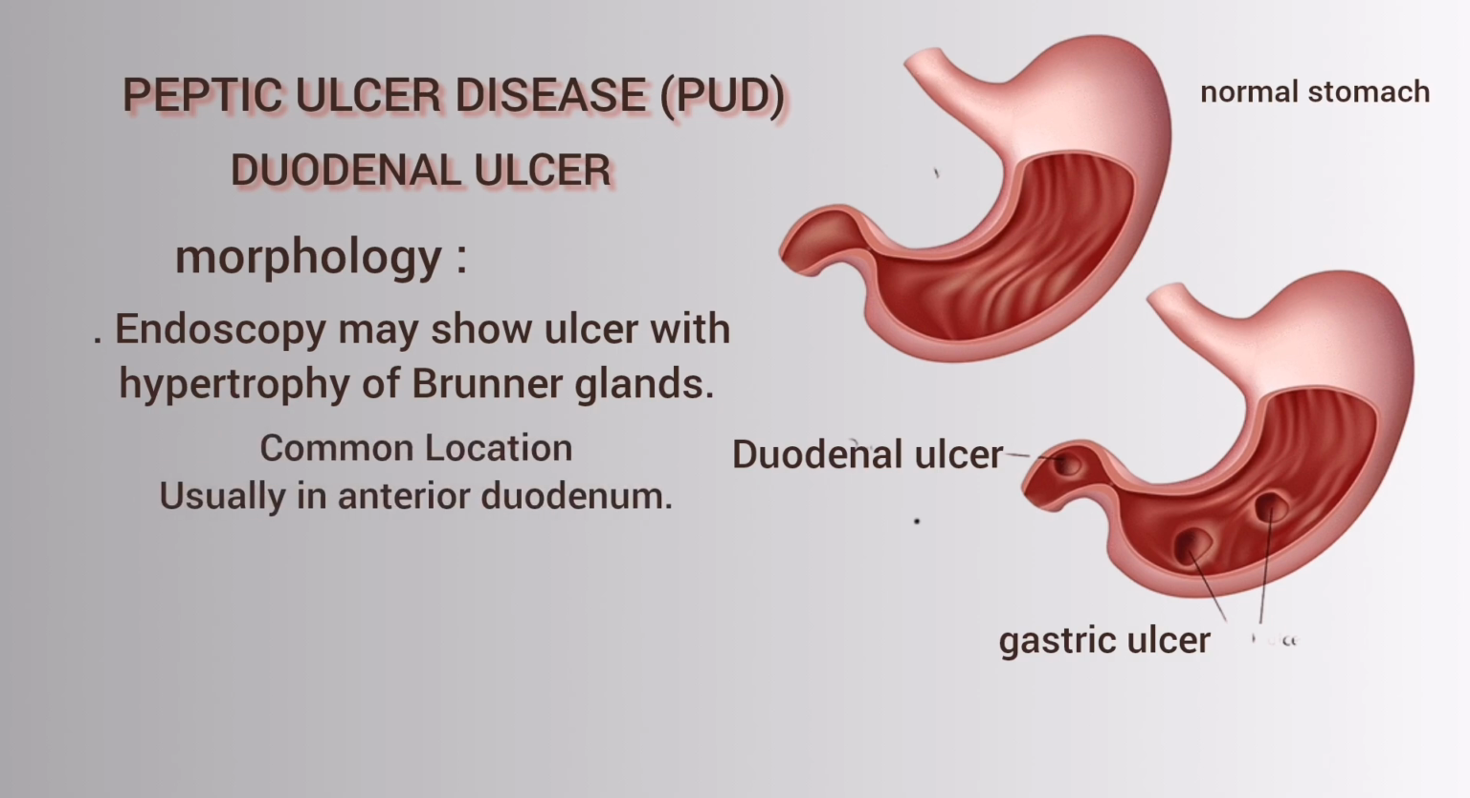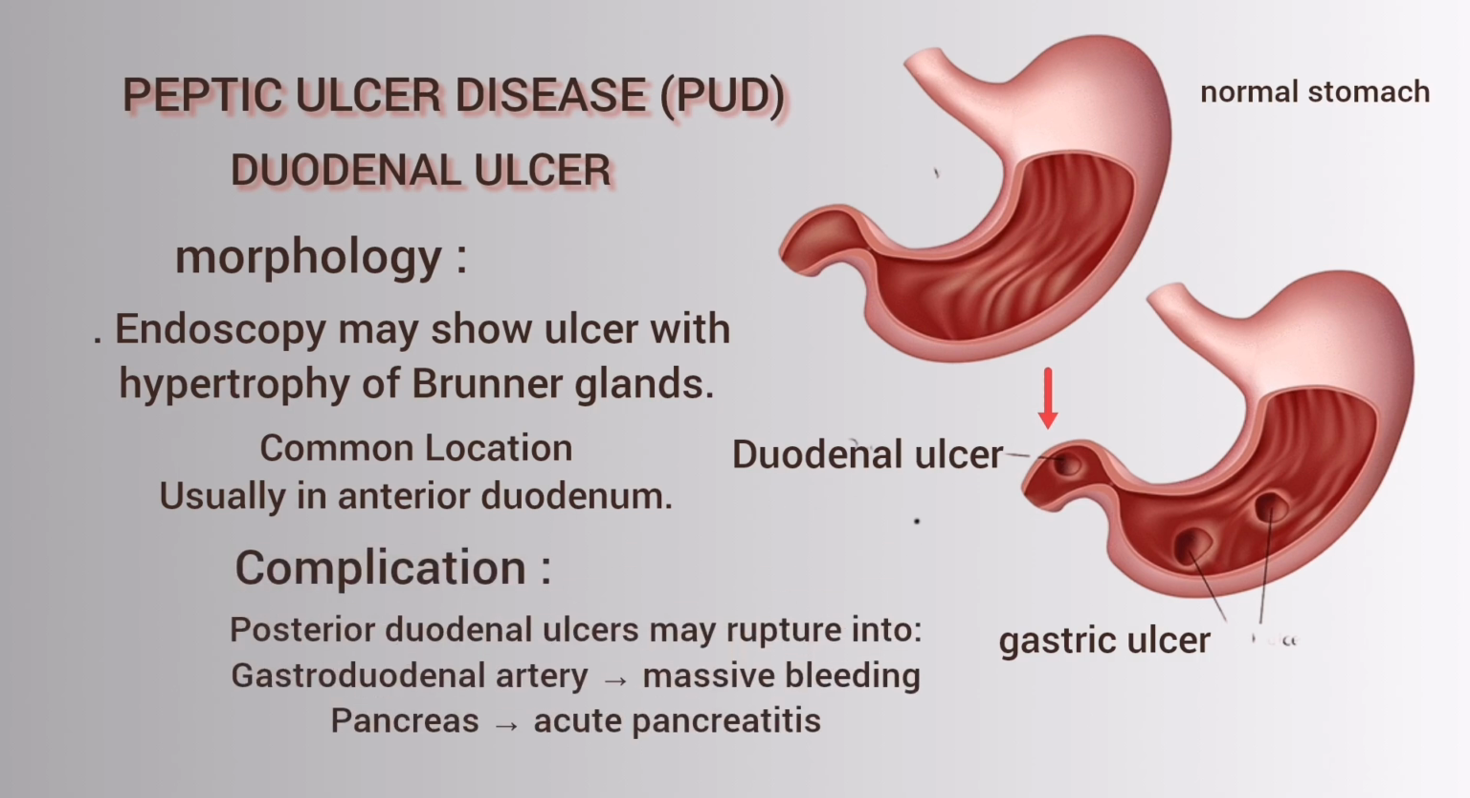Common locations are usually in the anterior duodenum, and the important complication involves the posterior duodenal ulcer, which may rupture into the gastroduodenal artery, which will lead to massive bleeding, and into the pancreas, which will lead to acute pancreatitis in this case. Increased gastric acid secretion contributes to the duodenal ulcer formation.